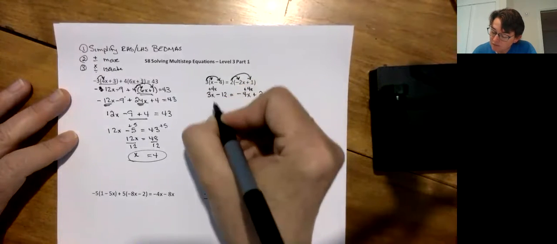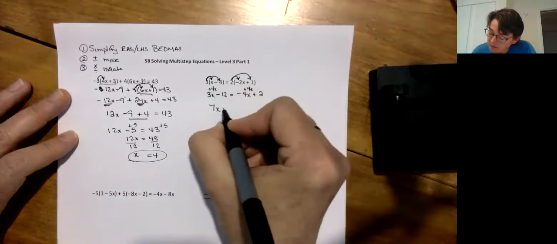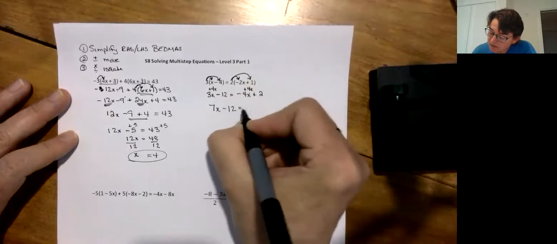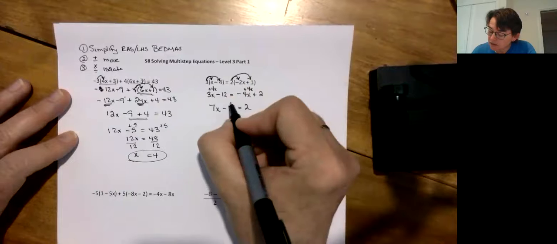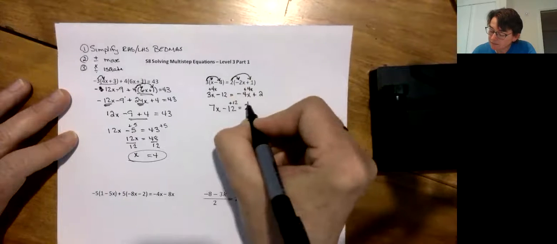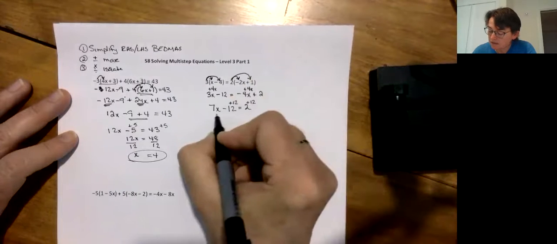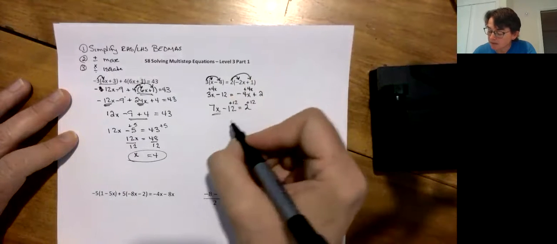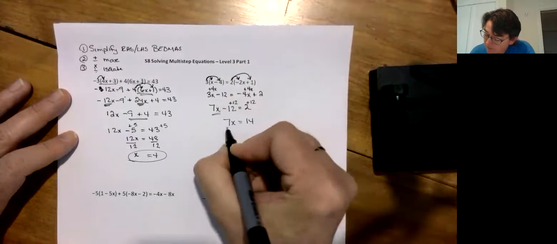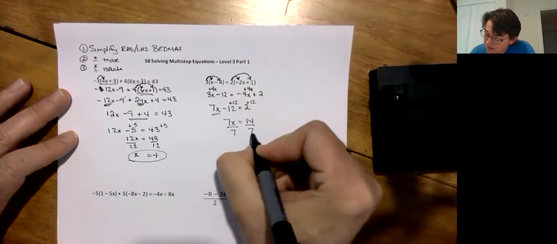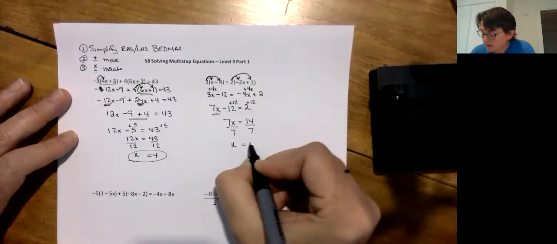So 3x and 4x, 7x minus 12 is equal to 2. Now, we should add 12 to move that over, because really, we're trying to get the x by itself, so we've got to get rid of this. 7x is equal to 14. Divide, divide. X is equal to 2.